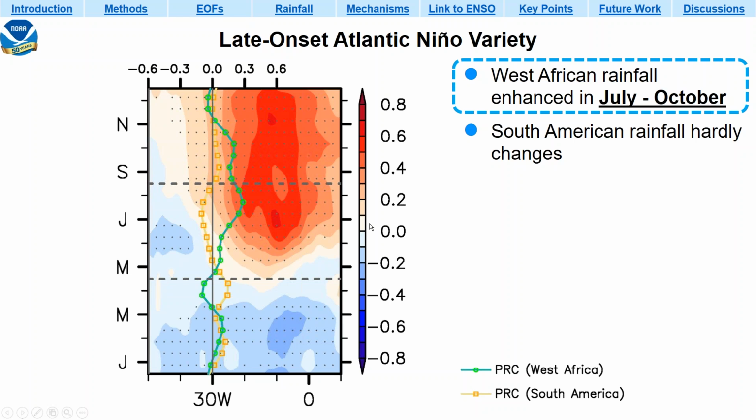Okay, so the last one is the late onset flavor. In this case, the Atlantic Nino appears pretty suddenly in June and July and persists longer. So consistent with this SST pattern, West African rainfall is enhanced for an extended period of time from July to October. And then a very interesting thing is that the South American rainfall is not affected all throughout this year by this Atlantic Nino flavor, and that's very interesting.